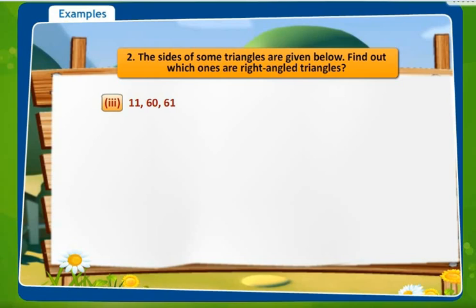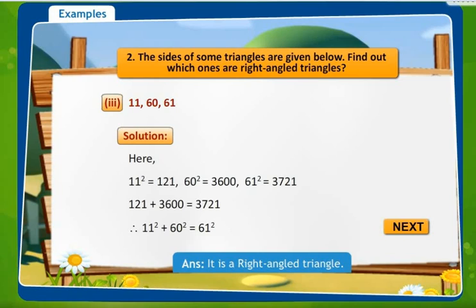11, 60, 61. Now 61 square is equal to 3721. 60 square is 3600. 11 square 121. You can see 121 plus 3600 is 3721, which is the square of 61. Again they form the Pythagorean triplet, hence it is a right angled triangle. So when the Pythagorean triplet is formed, it forms a right angled triangle.